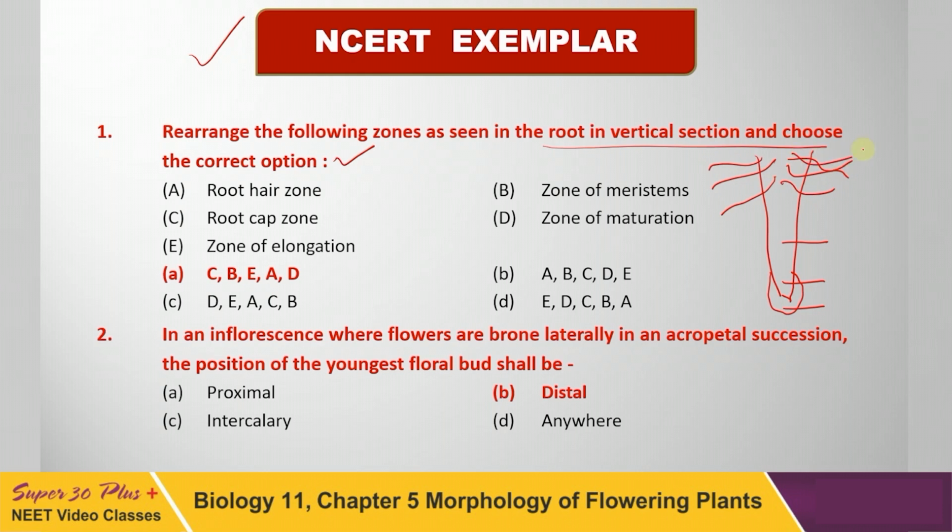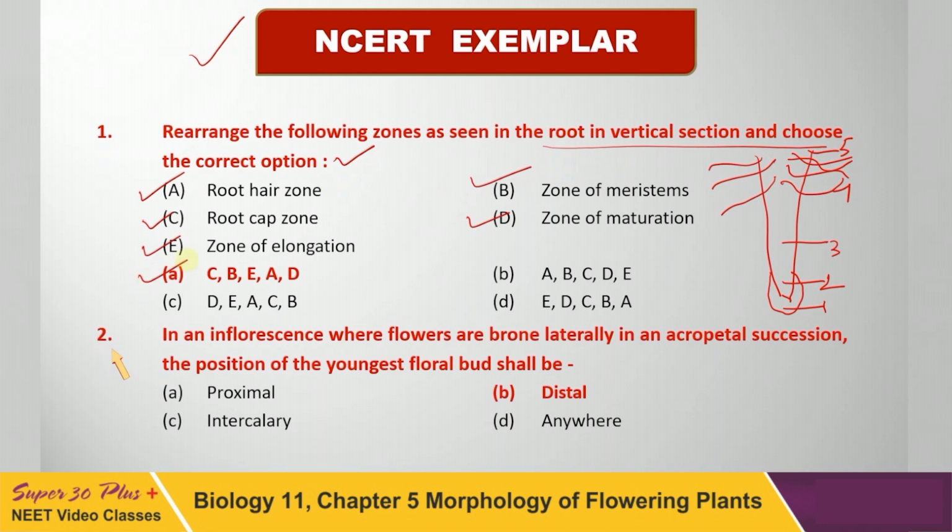Can you arrange? What is C? C is the root cap zone. Is it right? First one will be that. After the root cap, there will be the zone of meristem. After that there will be the zone of elongation. Then there will be the root hair zone. And in the last there will be the zone of maturation. This is 1, this is 2, this is 3, this one is 4, and that will be 5. The right answer will be this one.